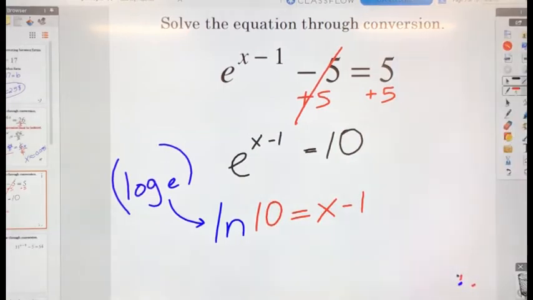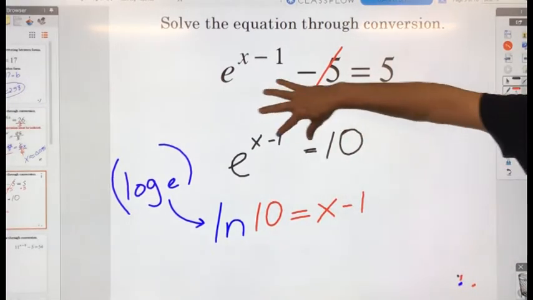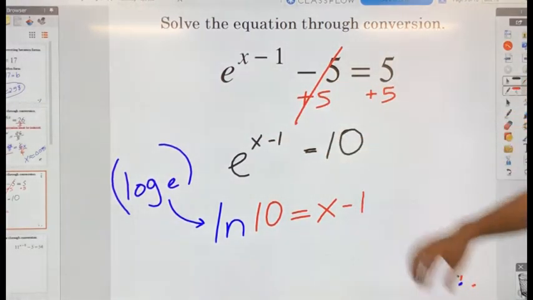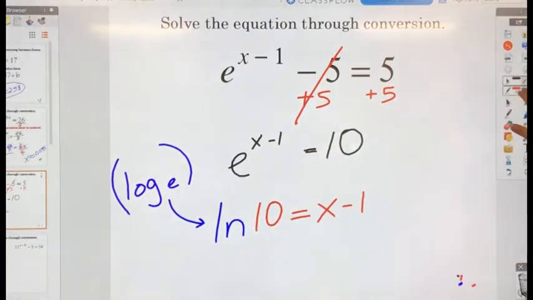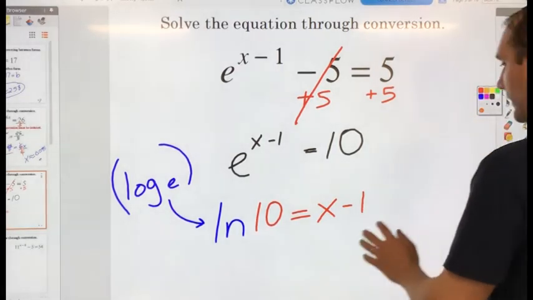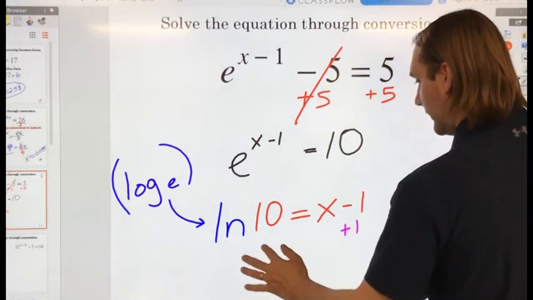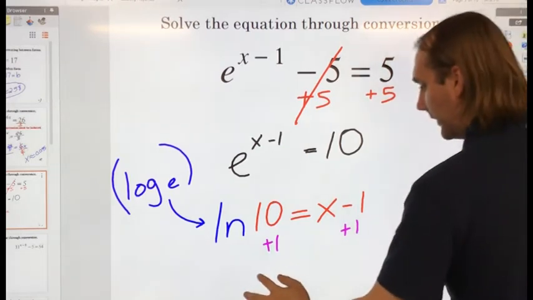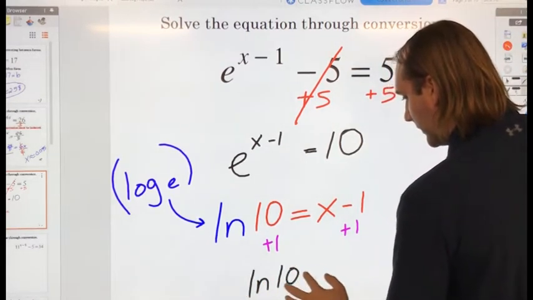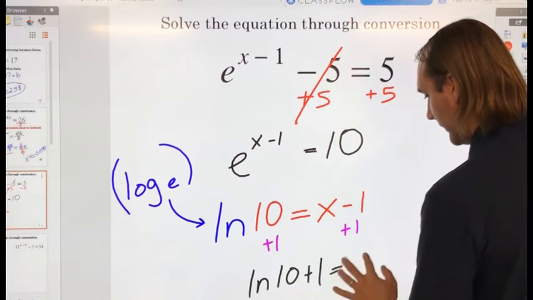But can you just put x? No, you have to grab the entire exponent and that goes here. So ln of 10 equals x minus 1, which gives me one more step to solve, which is add 1 on both sides. And my exact form is ln of 10 plus 1 equals x.